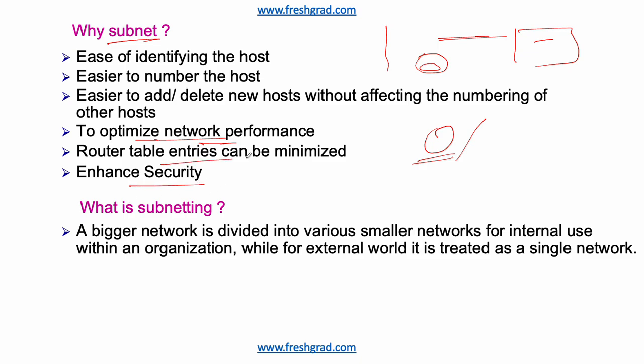Routing table entries can be minimized, right? It's easier to number the hosts. You don't need to worry about the large digits in class A IP addressing. And again, in other words, what is subnetting? A bigger network is divided into various smaller networks for internal use within the organization, while for the external world, it is treated as a single network again. So that's subnetting.